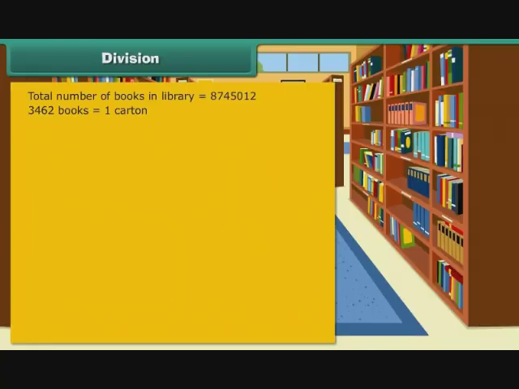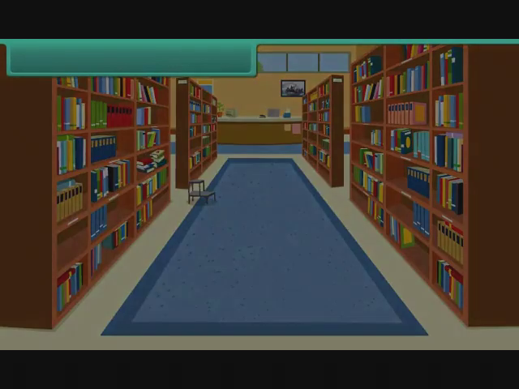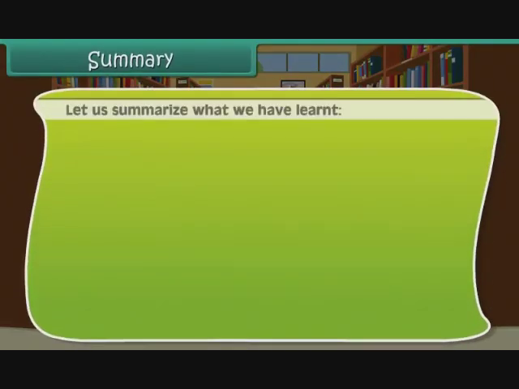3462 books is equal to 1 carton. 8745012 books is equal to 8745012 divided by 3462 cartons. Therefore, 2526 cartons will be required to pack all the books of the library. Summary. Let us summarize what we have learned.